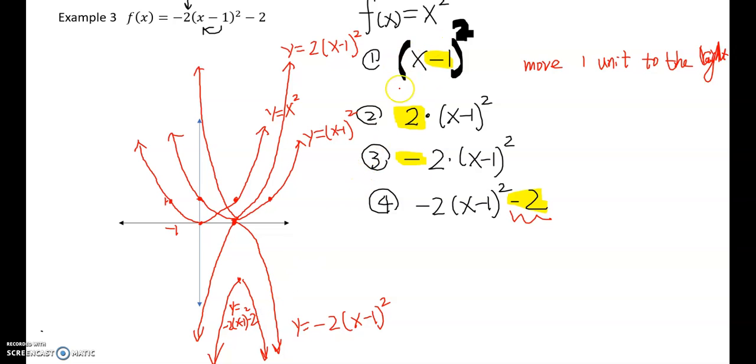So we did 4 transformations. That's a horizontal translation. That's a vertical stretching. And this one is x-axis reflection. And finally, a vertical translation again.